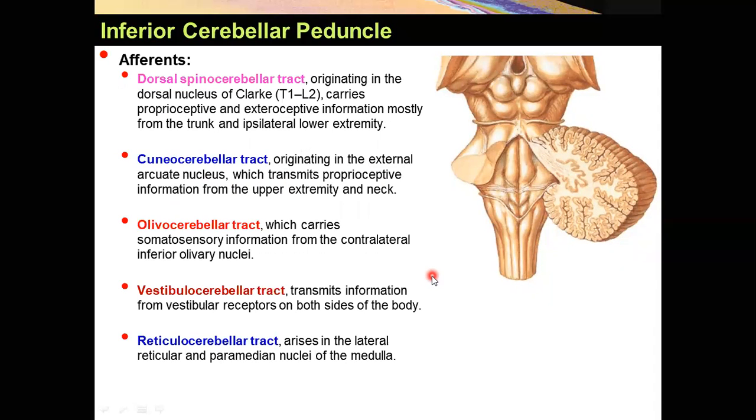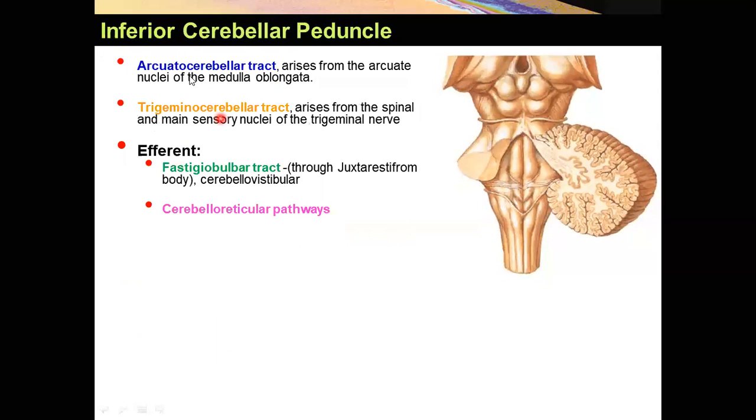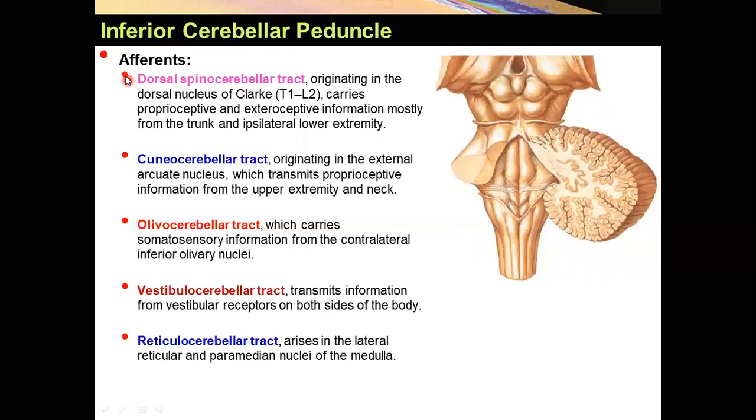Okay, now let's look at the inferior cerebellar peduncle. The inferior cerebellar peduncle contains many afferent tracts. These are the dorsal spinocerebellar tract, cuneocerebellar tract, olivocerebellar tract, vestibulocerebellar tract, reticulocerebellar tract, arcuatocerebellar tract, and trigeminocerebellar tract. Let's look at these afferents one by one.